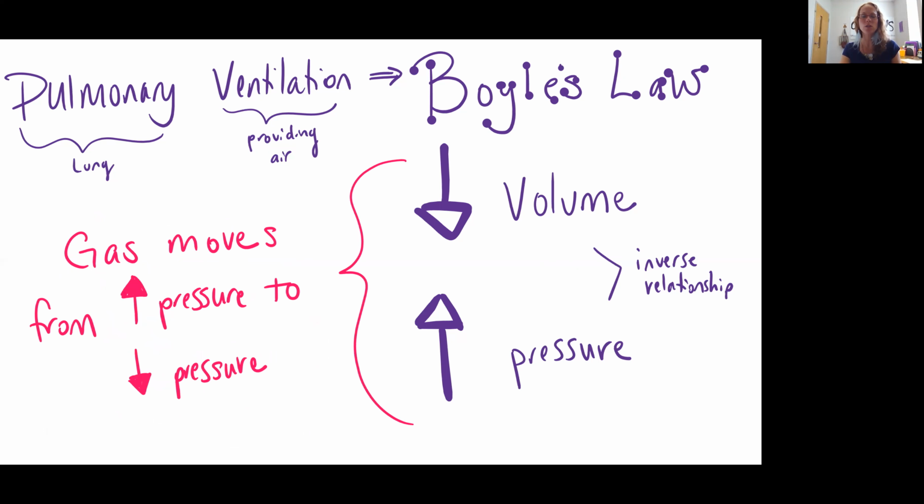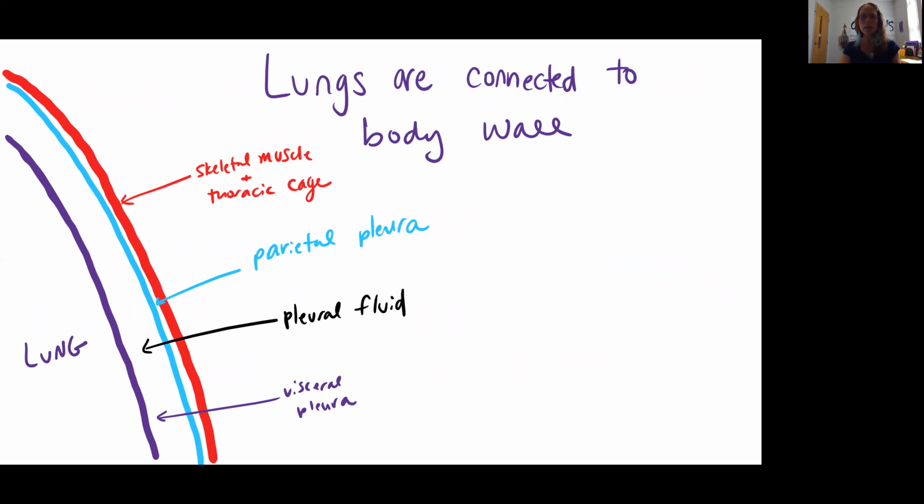The other thing for us to know is that gas molecules are going to move from high pressure to low pressure. So we see that the body manipulates this. We are going to be changing the size of our lungs. And by doing that, we're going to be changing the pressure in our lungs. And by doing that, then we're going to be pulling or pushing air in and out of the body. Let's take a minute and look at our lung anatomy.